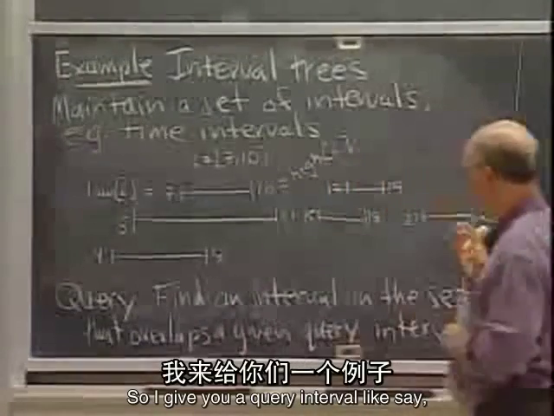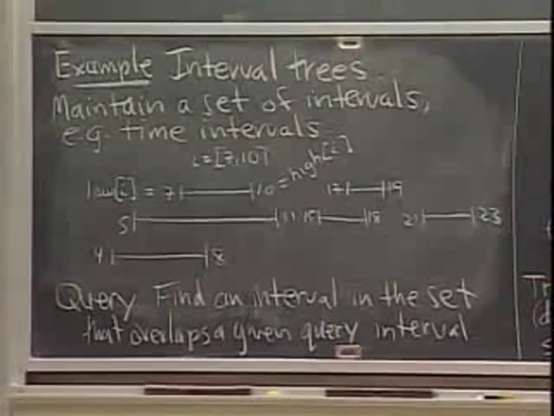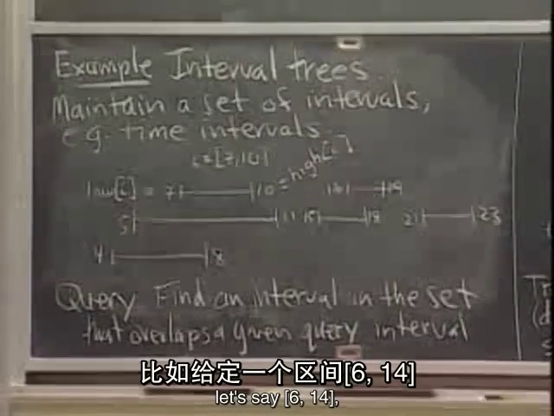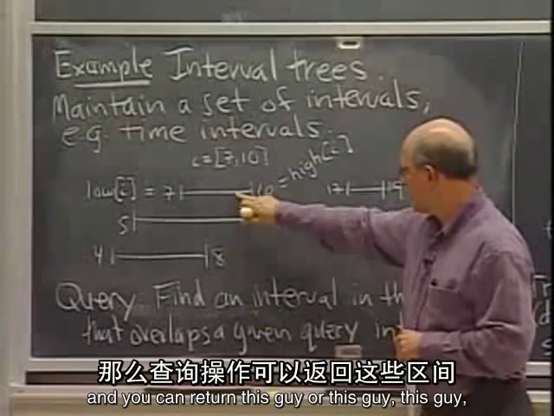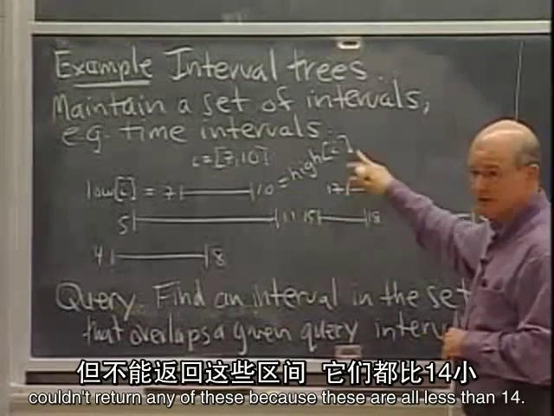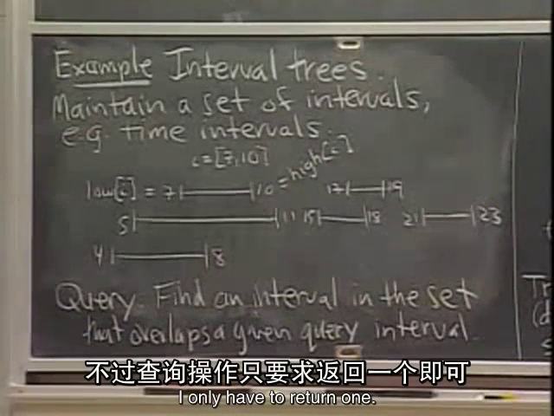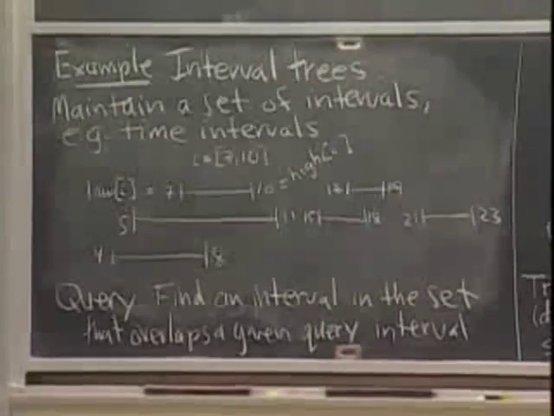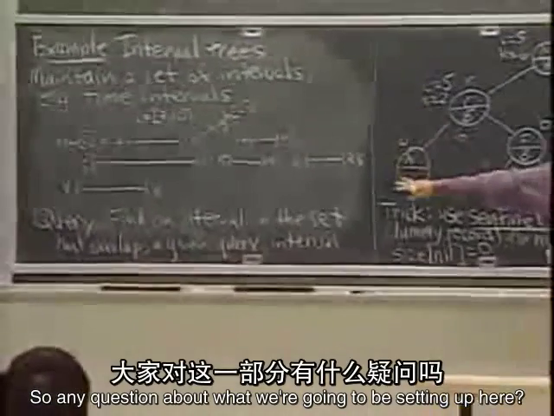Okay, so I give you a query interval like, say, 6, 14, and you can return this guy or this guy. This guy couldn't return any of these because these are all less than 14. So whatever, I can return any one of those. I only have to return one. Just have to find one guy that overlaps. Okay? So any question about what we're going to be setting up here?